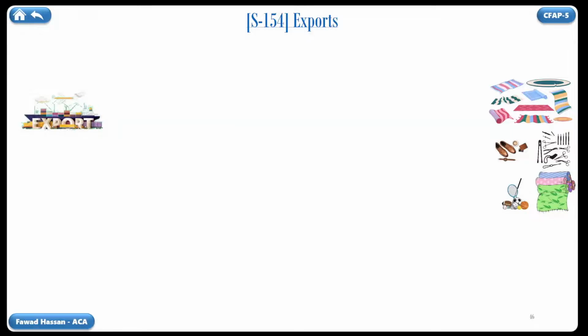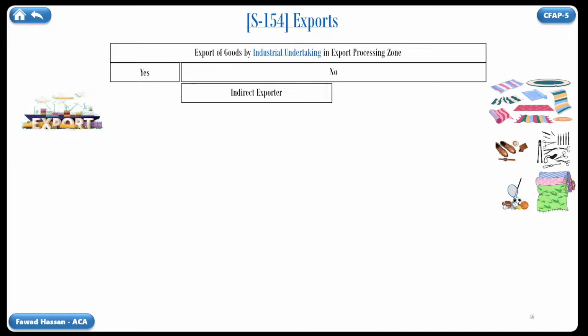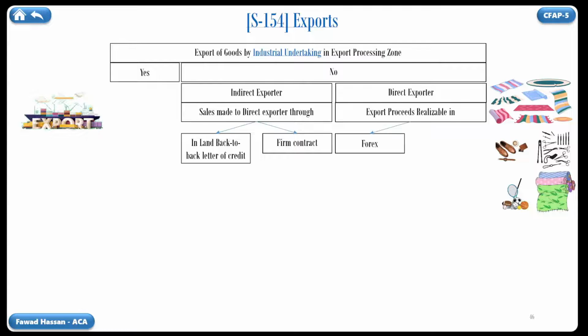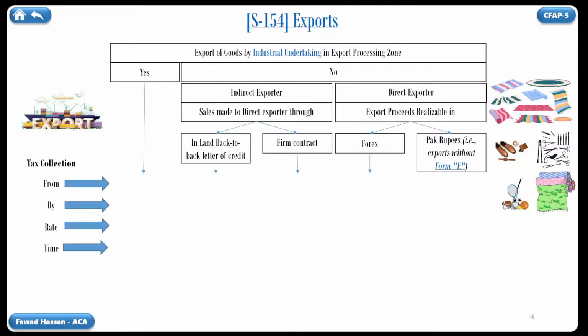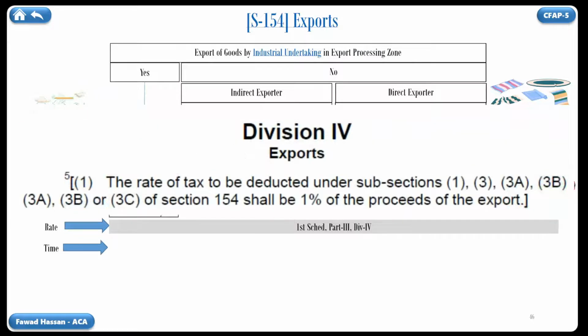An export business could either be an export processing zone or not an export processing zone. In case business is not an export processing zone, then you could either be a direct exporter or an indirect exporter. In case of indirect exporter, sale to direct exporter could have been made on basis of inland back-to-back letter of credit or on basis of a firm contract. In case of direct exporter, export proceeds could have been realized in foreign currency or in local currency, that is, export without Form E. In first case, tax will be deducted from exporter by Export Processing Zone Authority at the rate of 1%. Click on gray box to know the rate of tax.